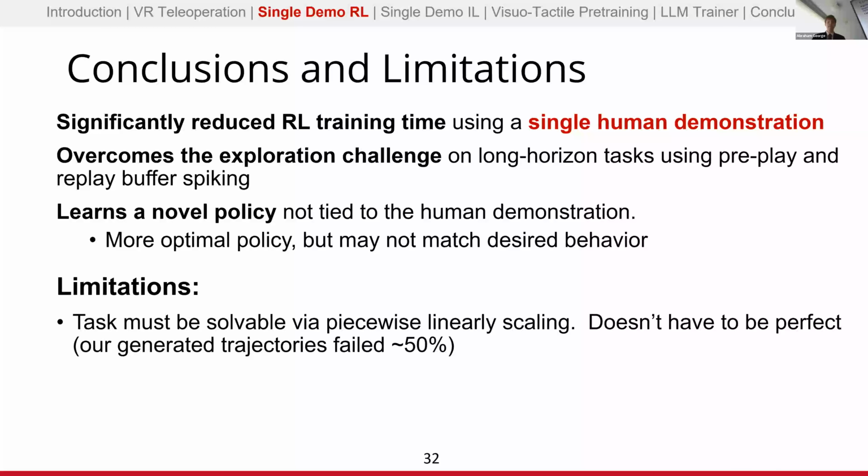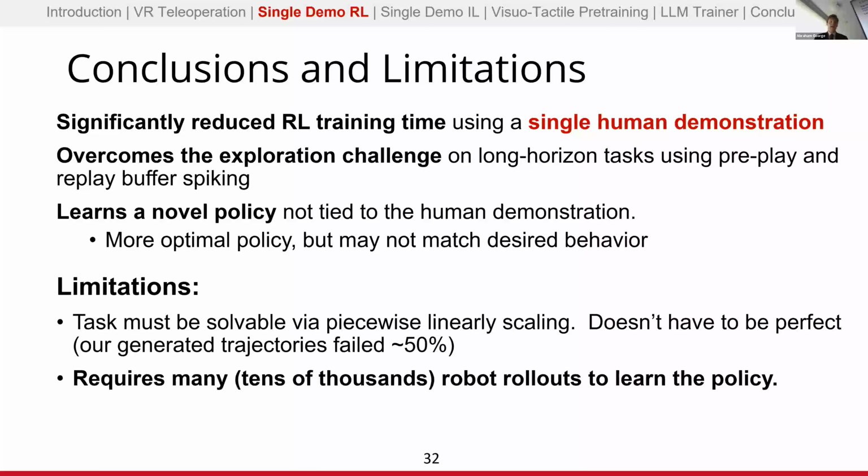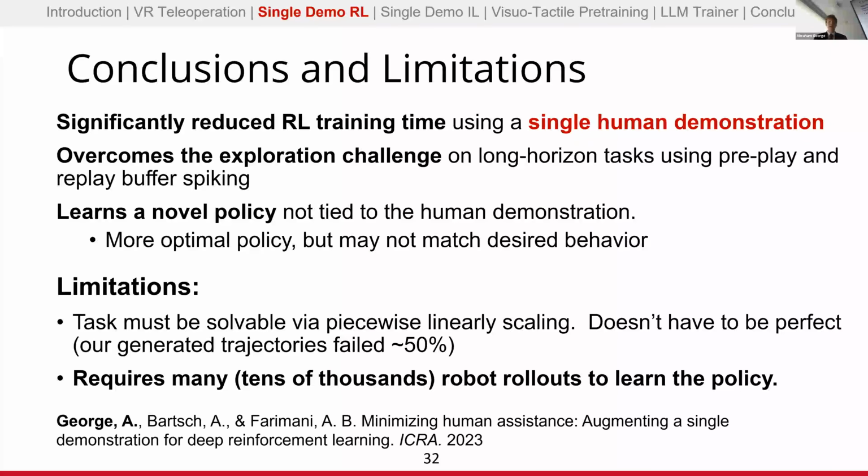Some limitations of this method is that the task has to be solvable via that piecewise linear scaling method. Now, of course, this doesn't have to be perfect. For our implementation, it failed about 50% of the time, but it does have to succeed at least some of the time. And then finally, this still requires many, in our case, tens of thousands of robot rollouts to learn the policy, just like any other reinforcement learning method. And this work was published in ICRA 2023.